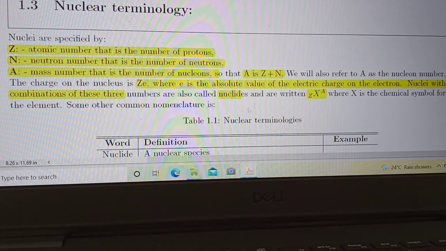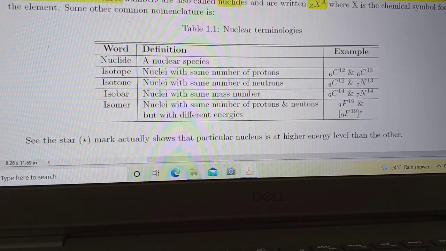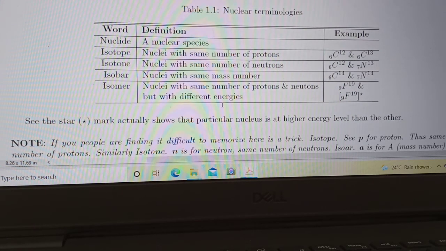A nucleus with a particular combination of these three numbers is known as a nuclide, and it is written like this. We can also represent the neutron number at the lower right side. X expresses the chemical element, A is the mass number, and Z is the atomic number. And these are some examples of isotope, isotone, isobar, and isomer, which we should already know about.